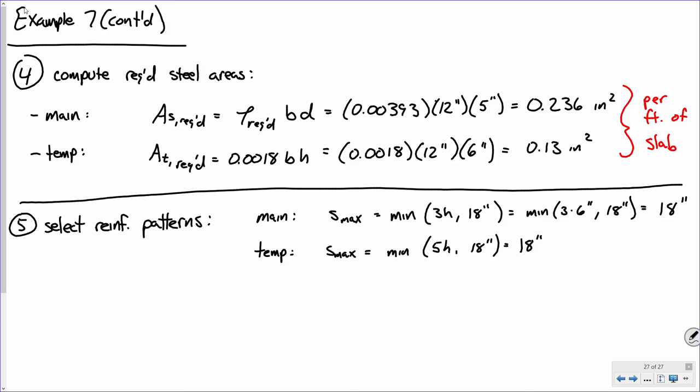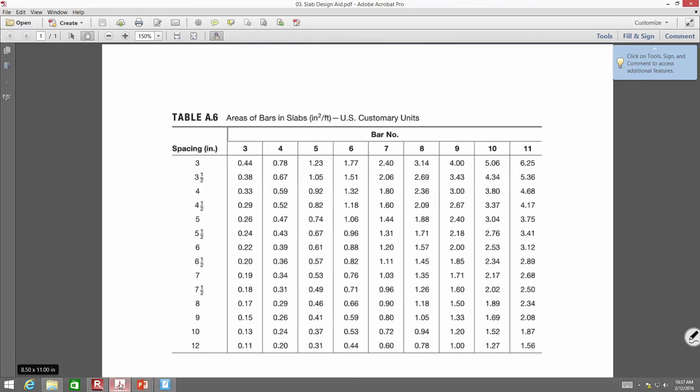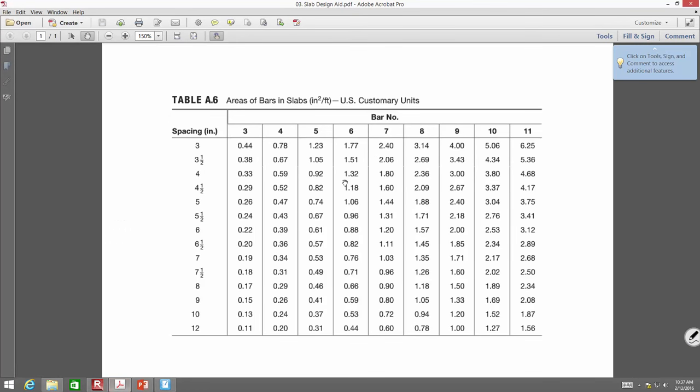Okay. So I'm going to show you how this table works, okay? All right. Let's take a look at this. I'm going to write options down. We're going to start off with our first one, okay? What I want you to do is look at this table and look at each column one at a time. Now, each column corresponds to the bar size, okay? So maybe I'll pull this up on the screen just to be consistent. Each column refers to the bar size. So this first one is for number 3 bars, okay?